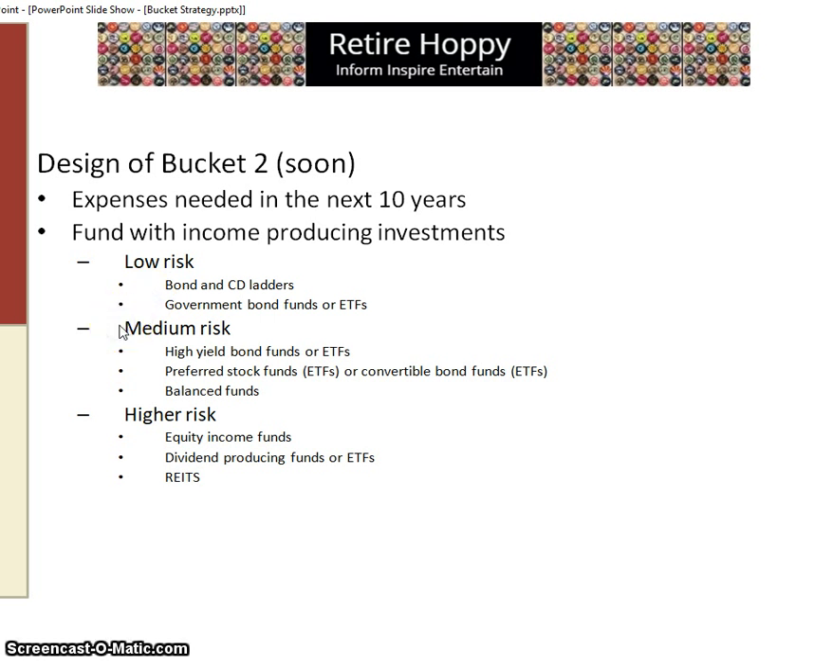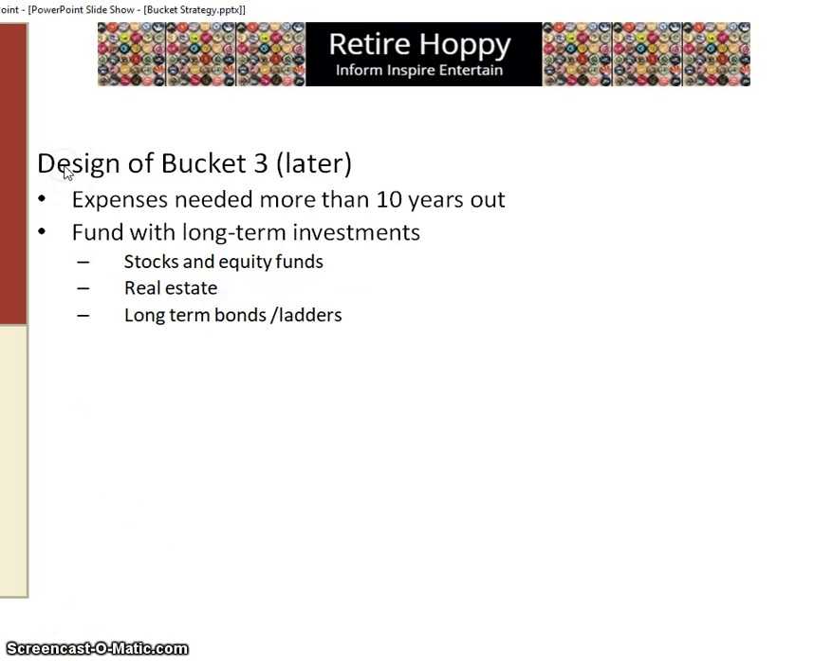Now, income producing investments with a little more risk include high yield bond funds or ETFs, preferred stock funds or convertible bond funds and ETFs, and balanced funds, which are sometimes referred to as hybrid funds because they're made up of stocks and fixed income securities. And in the higher risk subcategory, that includes equity income funds, dividend producing funds or ETFs, of course, and REITs, real estate investment trusts.